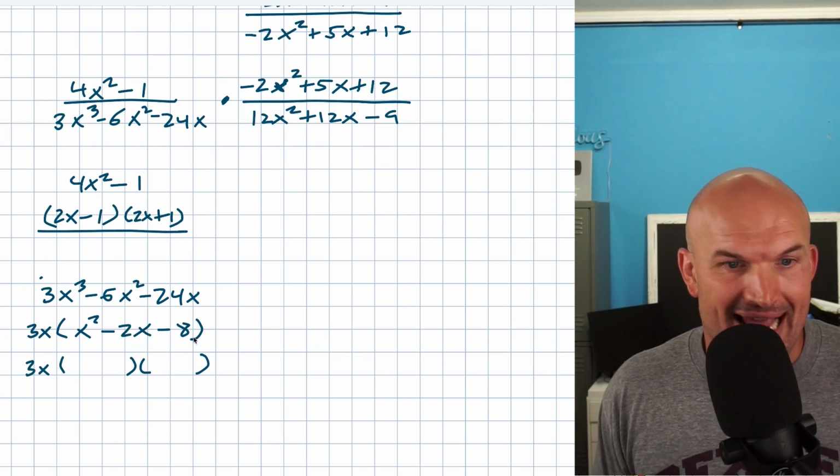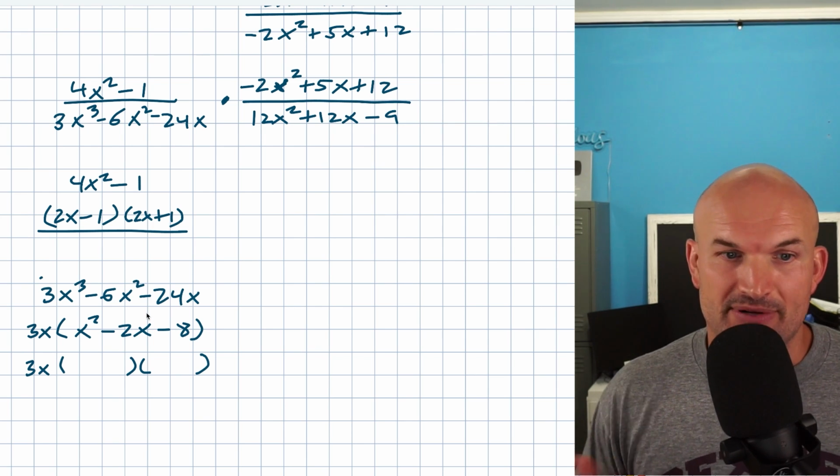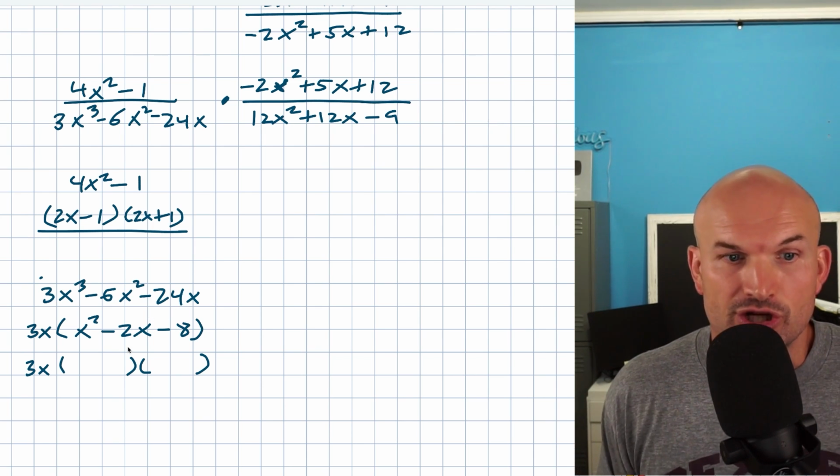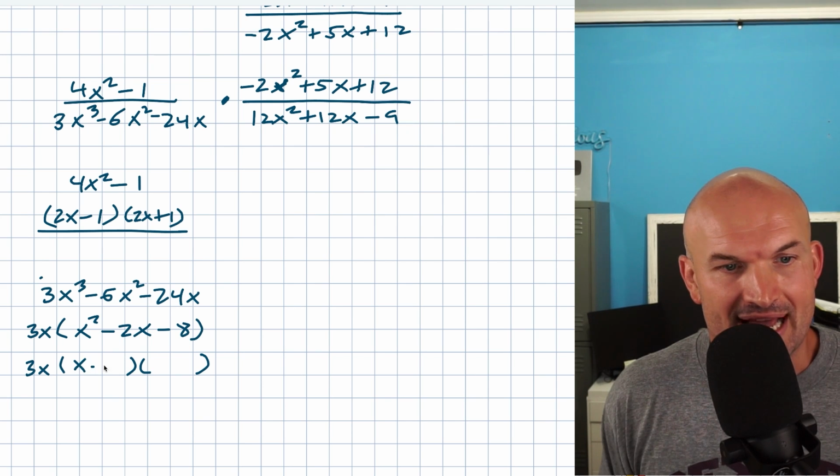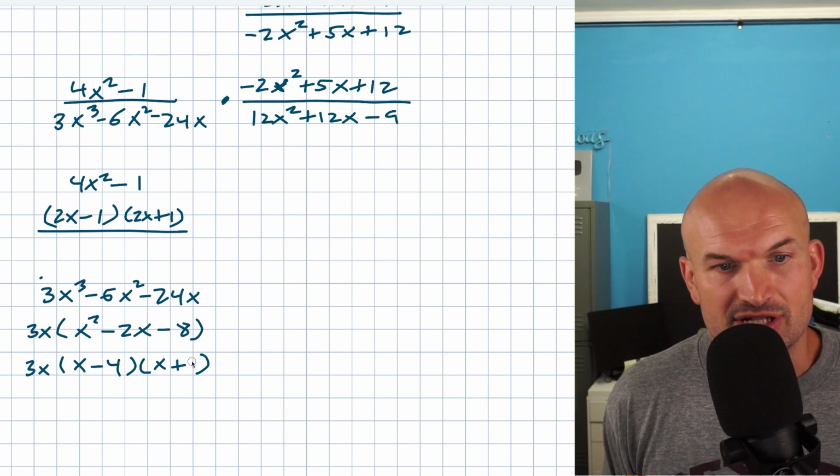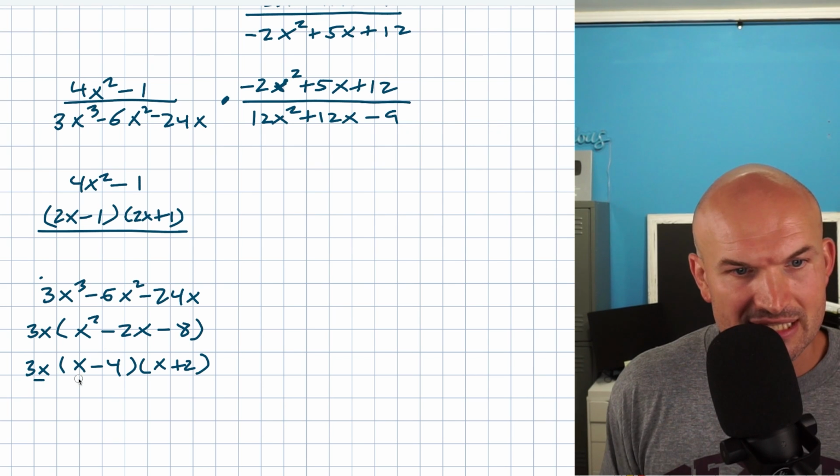Well, I know 4 and 2 give me 8. And we want to find the difference between those two. And 4 and 2 have a difference of 2, which is good. It needs to be a negative, so therefore I need to have an x minus 4 and then an x plus 2. Okay, so we're good there. So that's going to be our denominator.